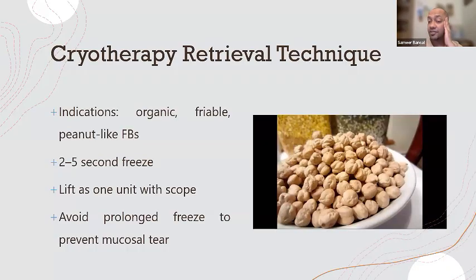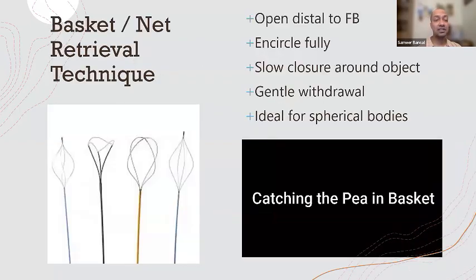And similarly, we have so many different organic foreign bodies. Baskets, very, very important. This is something which you should have generally for rounded spherical foreign bodies. Now, there are different kinds of baskets available, different sizes. There are Dormia's basket, there is zero tip retrieval baskets and all. The trick is to open it distal to the foreign body, encircle the foreign body properly, slowly close it around the object and gently withdraw it as close to your scope as possible so that the grip is pretty firm.